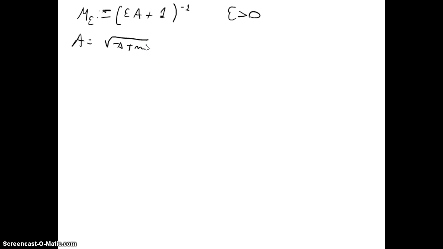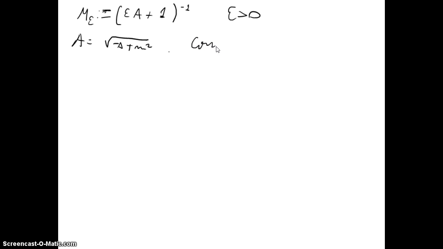and we don't find, for example, how we can multiply u dot and u dot. We don't have it defined. So what we are going to do is define a family of operators, M epsilon, defined as (epsilon A plus identity) to the minus 1. This is for epsilon positive. A is the operator minus Laplacian plus m squared.